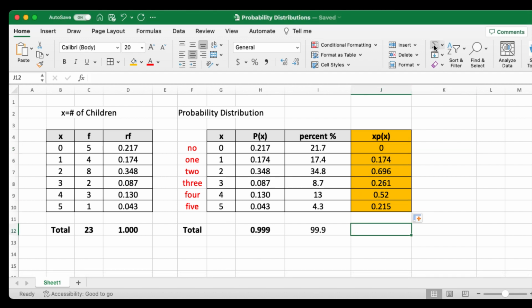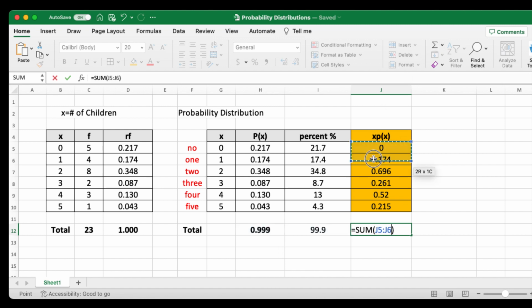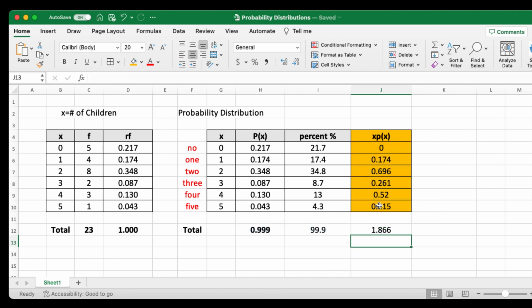Take that sum. This is a summation. I want to add these numbers here is what I'm doing. And when I get that, what's this answer here? Do you guys see this here? What is that? 1.866. So what I just found here is the mean of the distribution, the average of the distribution.